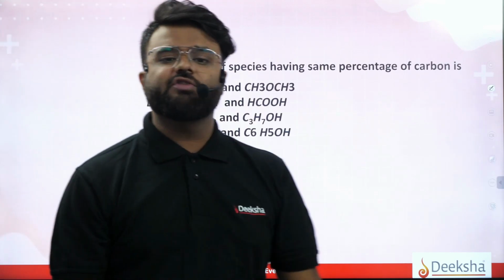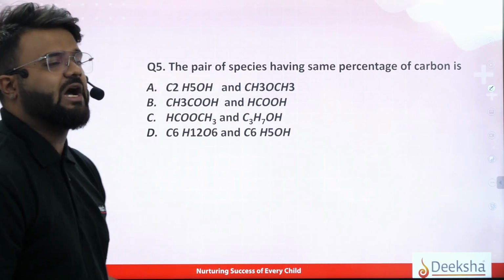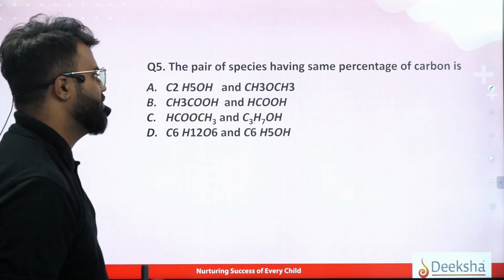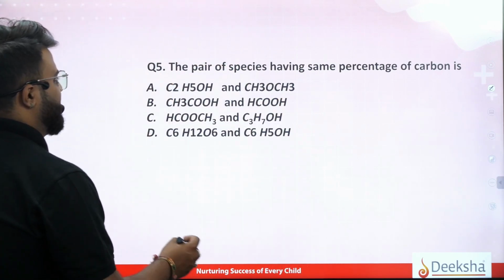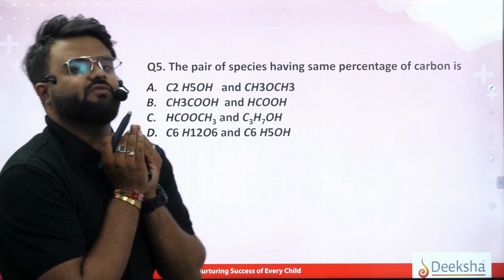Coming back to the pair of species, question number 5: the pair of species having same percentage of carbon. I will tell you an easy trick. Kindly see the easiest trick that I am telling. Here they are telling the pair of species having same percentage of carbon.